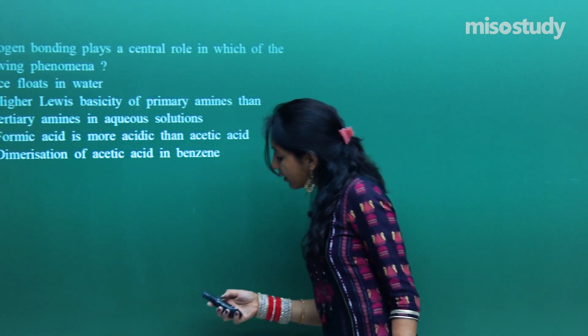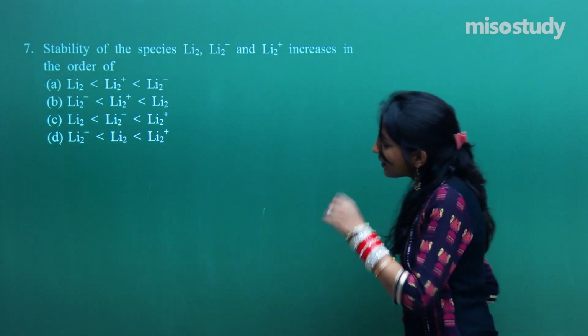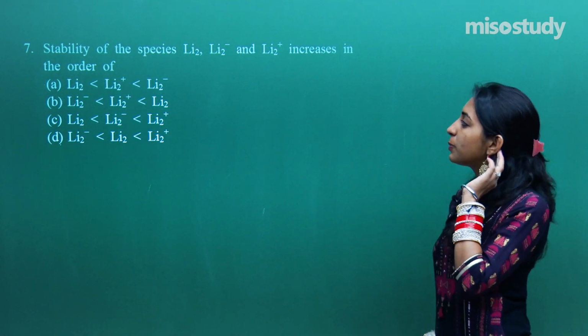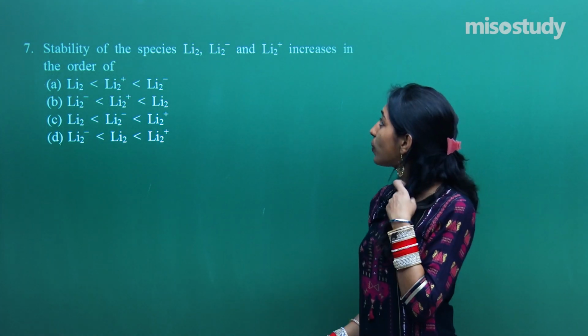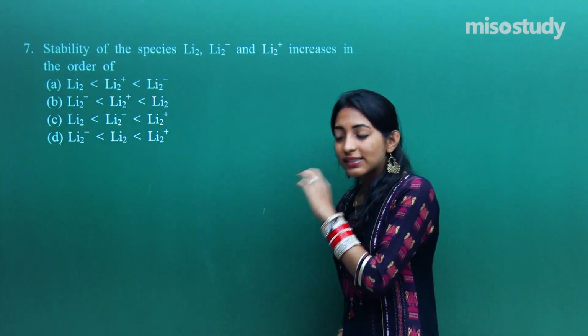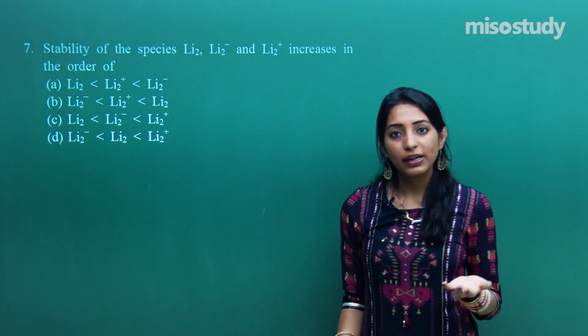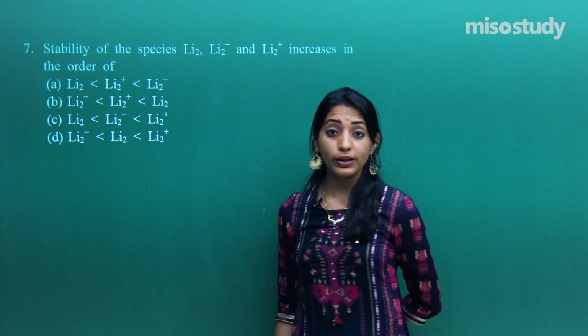Okay, so question number 7th on the screen that you can see, and it says that the stability of species lithium 2 positive, lithium 2, lithium 2 minus increases in the order of. Now see, since we are doing this question in chemical bonding, so you are like, okay ma'am, it can be answered on the basis of MOT.